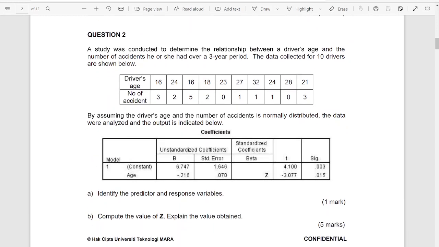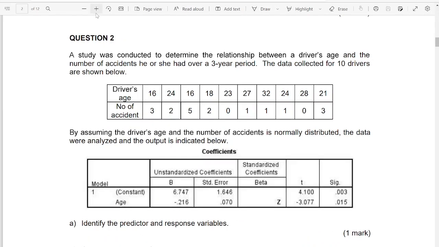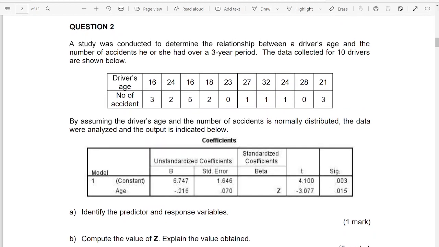Bear in mind, sometimes in terms of the format, it doesn't follow exactly year to year. Normally, sometimes it is in question number 2, sometimes it's in question number 3. So it depends. For this one, it is in question number 2. If everybody can see the screen, boleh nampak eh?